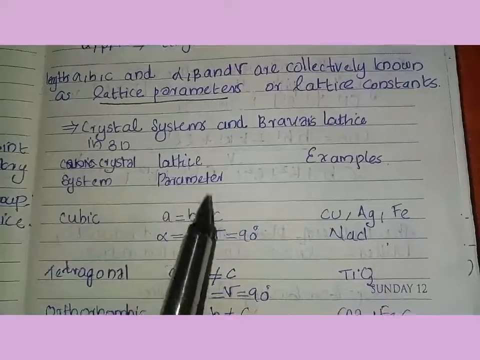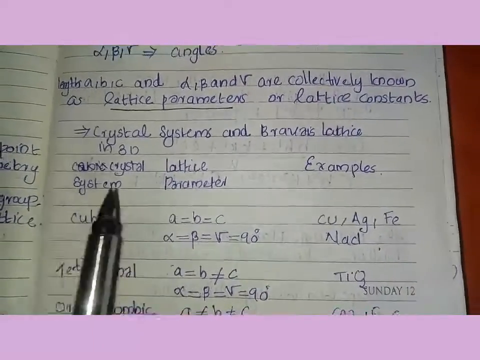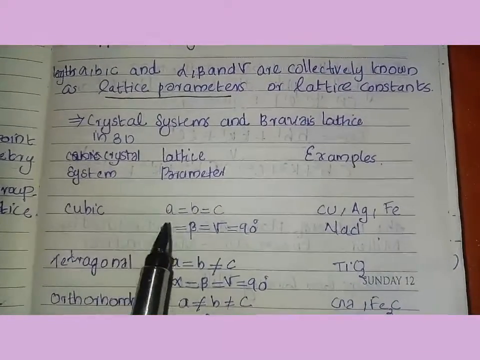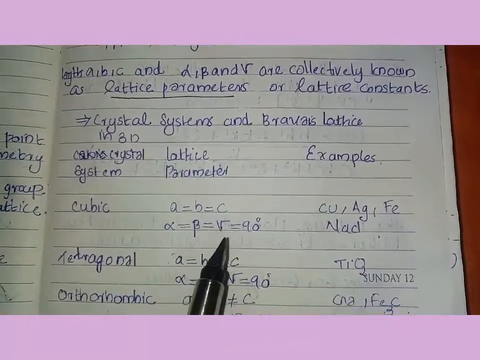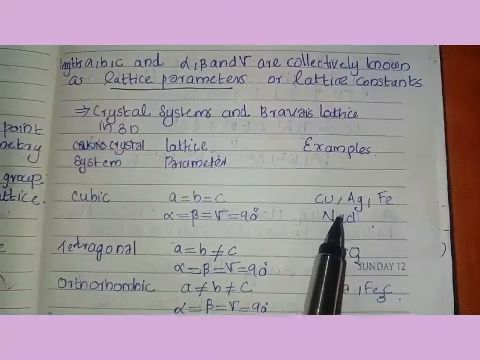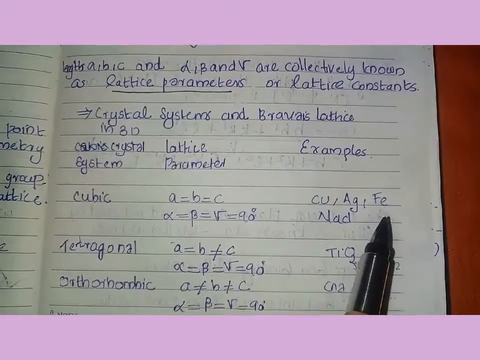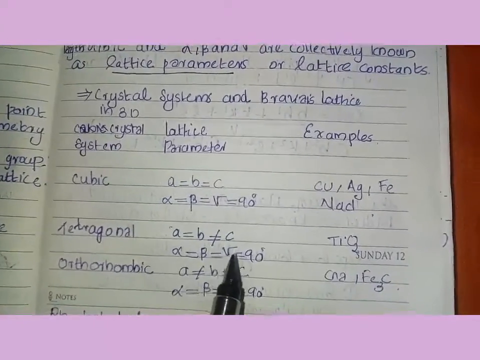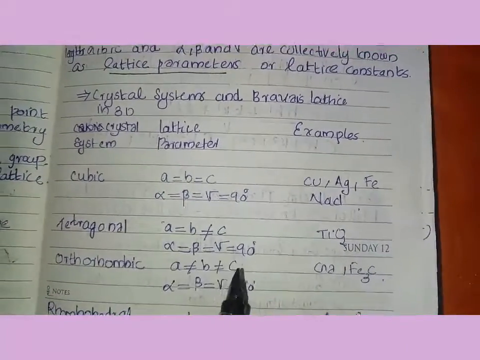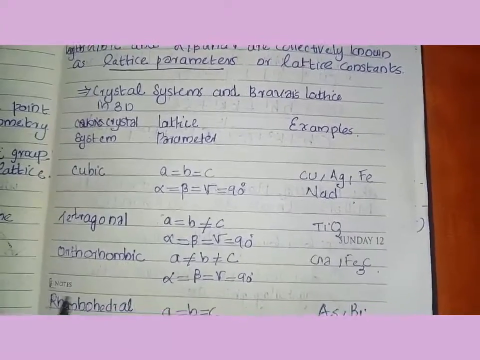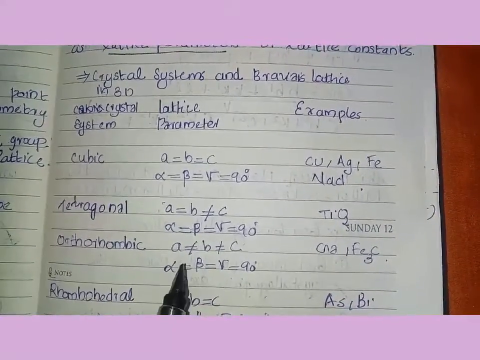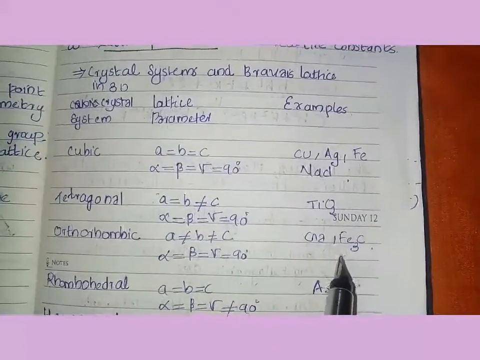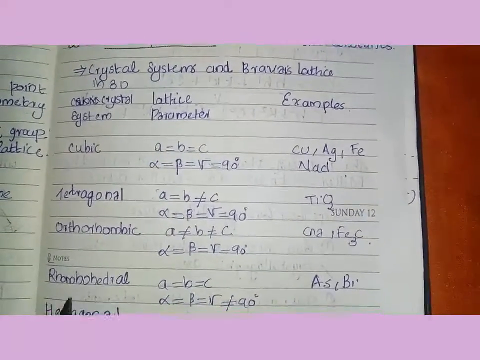The cubic system lattice parameters and examples. You should learn this by heart. Cubic: a equal to b equal to c, alpha equal to beta equal to gamma equal to 90 degrees. Examples: copper, Ag, Fe, NaCl. Tetragonal: a equal to b not equal to c, alpha equal to beta equal to gamma equal to 90 degrees. Example: TiO2. Orthorhombic: a not equal to b not equal to c, alpha equal to beta equal to gamma equal to 90 degrees. Example: gallium, Fe3C.